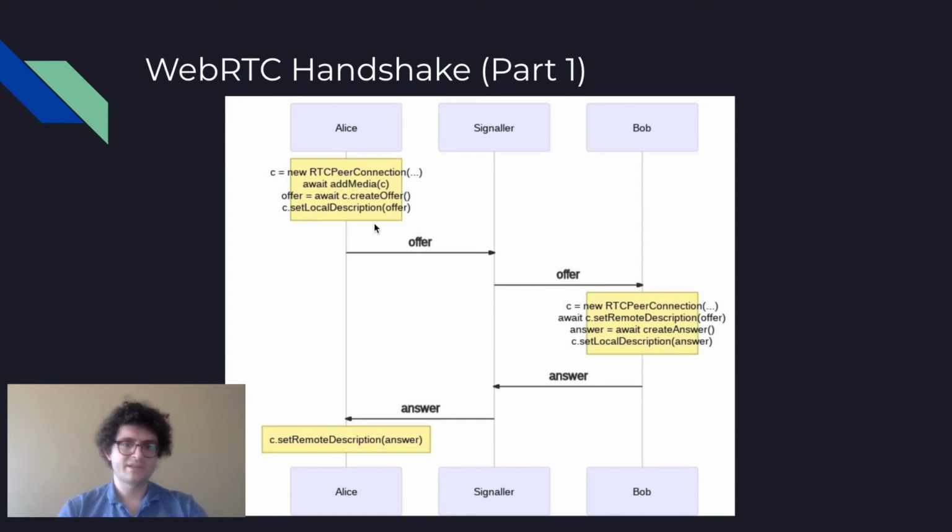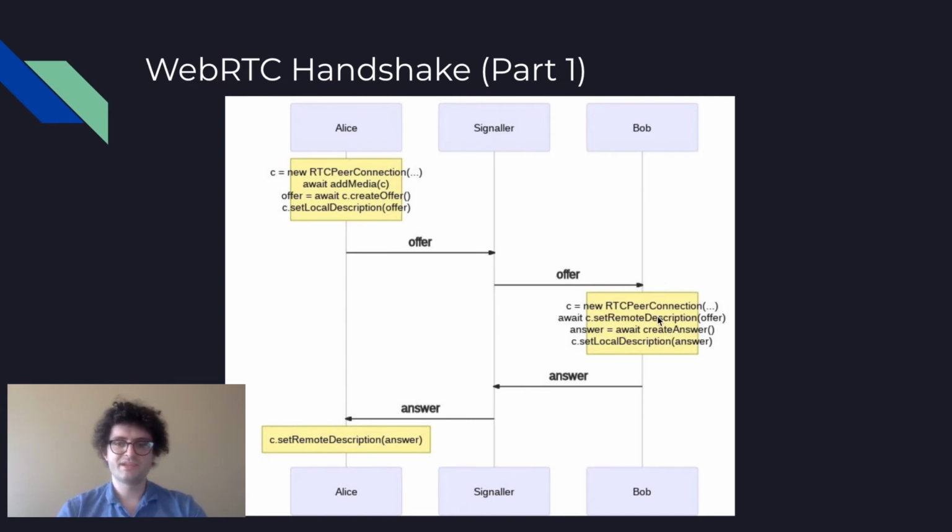She then creates something from that connection called an offer, which is just a session description, including all the media we want to transmit. She then sets her own local description to this offer, and she transmits that offer to the remote peer through some means. So in this case, it's through a signaling server.